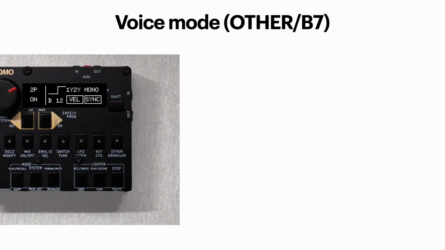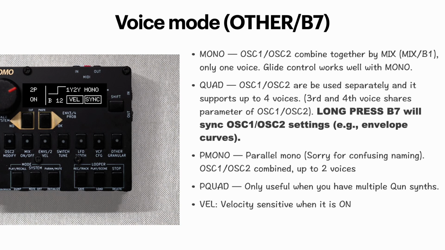One of the basic things about the sound engine is the voice mode. There are four voice modes possible. The first one is mono. Mono is just mono, which is the default. So for example, like this, you can only play one voice. It works great with glide control, useful for synth lead or bass. In the mono mode, oscillator 1 and oscillator 2 combine together.